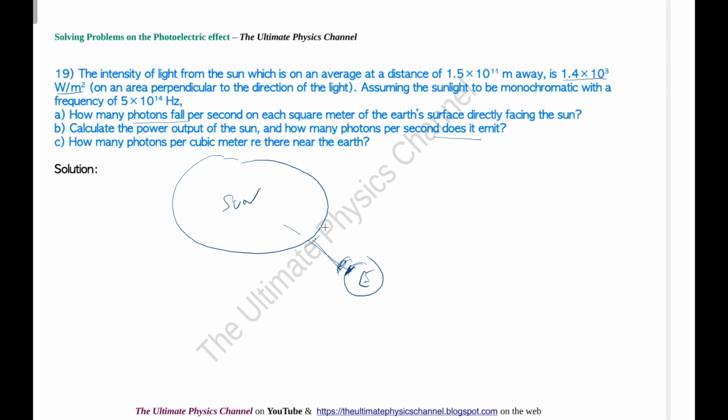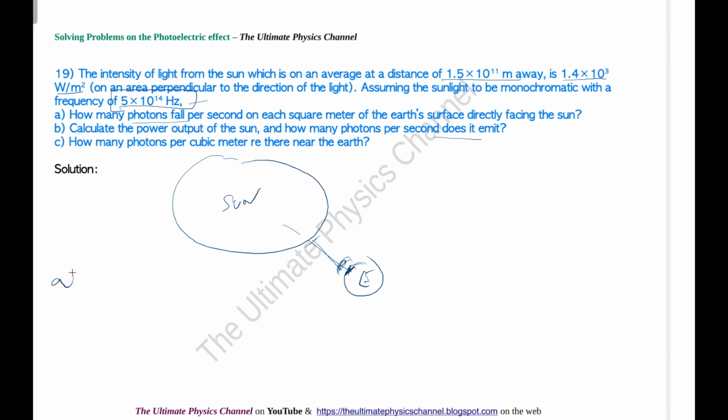So what we have been given is the distance between Earth and sun, 1.5 into 10 power 11 meters away, and then frequency is given, which is an assumption that a monochromatic radiation is received from the sun. We know that the wavelength that the sun emits is spread over a range of wavelengths, so it's not a single wavelength actually. So for the sake of this problem, we have to assume that it is a single wavelength and proceed to calculate. That is the assumption we have been asked to make.